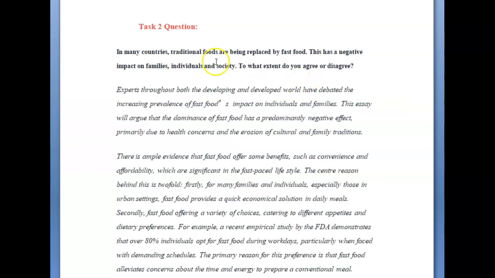So first of all, traditional foods are being replaced. This has a negative impact on families, individuals, and society. Okay. Now, the dominance of fast food has a predominantly negative effect. So it asks you, to which extent do you agree or disagree?